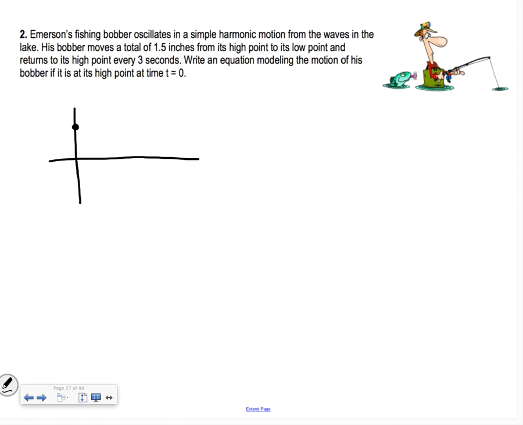Okay, so we're starting right here. And it's going to go from a high point to the low point and go back to the high point in a time of 3 seconds. Okay, and it's saying that this total distance is 1.5. So if you take 1.5 and divide by 2, you would get 0.75. So that means that this height right here is 0.75, and this one down here is -0.75, okay?